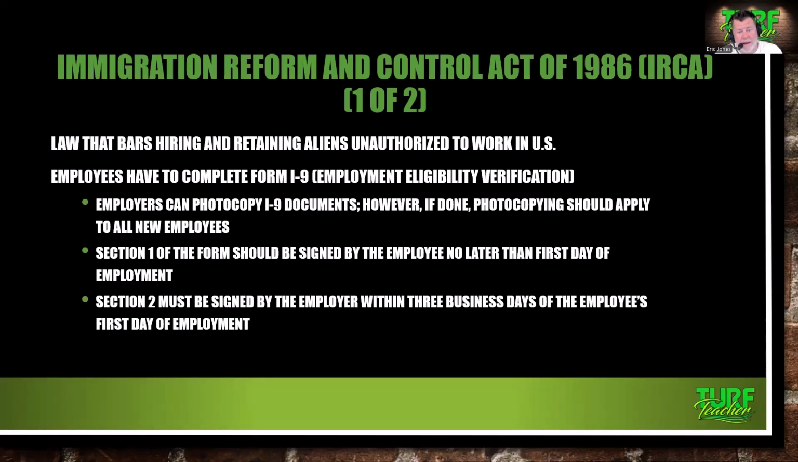The Immigration Reform and Control Act of 1986, your IRCA, is a law that bars hiring and retaining aliens unauthorized to work in the United States. Employers have to complete Form I-9, Employment Eligibility Verification. Some states require it, some don't. Employers can photocopy the I-9 documents. However, if done, photocopying should apply to all new employees. Section 1 of the form should be signed by the employee no later than the first day of employment, and Section 2 must be signed by the employer within 3 business days of the employee's first day of employment.